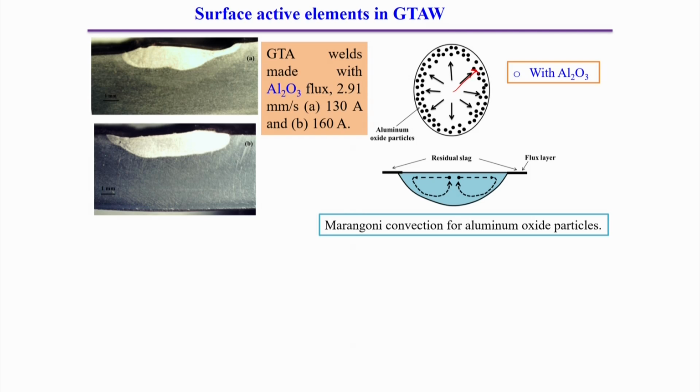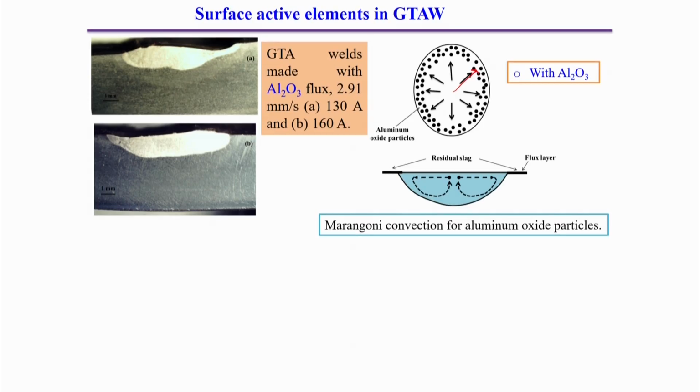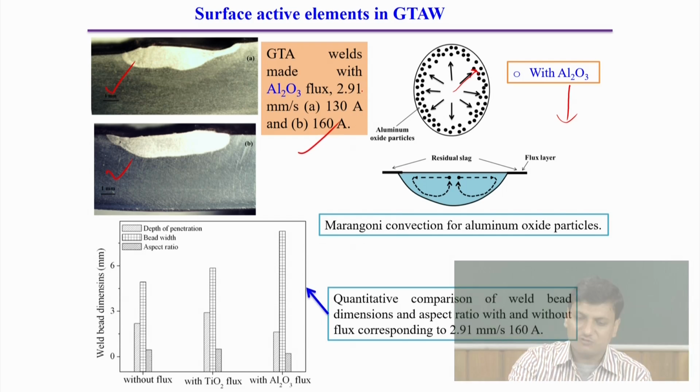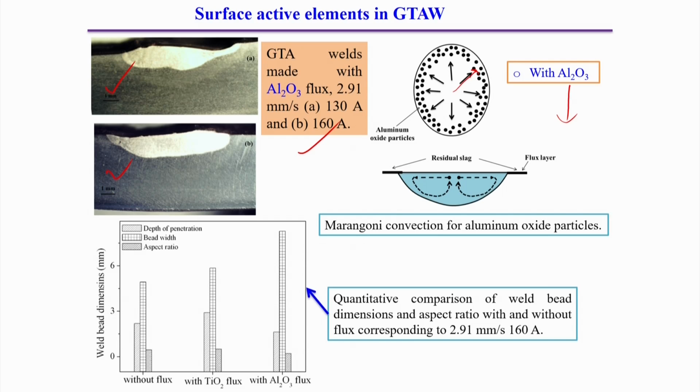First, an optimum quantity is required, and second, not all oxides, for example Al2O3, TiO2, SiO2, may act as surface active elements during the welding process. For example, experimentally observed in the GTAW, gas tungsten arc welding process, with the surface active flux Al2O3, we can find that there is no increment of penetration. The width actually increases for this specific condition, but overall, in a quantitative comparison of the weld bead dimensions and aspect ratio with and without the flux, the aspect ratio is moderately increased, but with Al2O3 there is not much increment, that means it is not effective as a surface active element during the welding process.